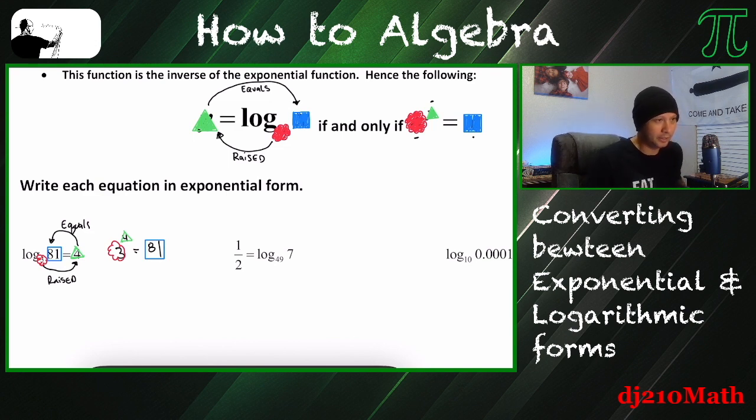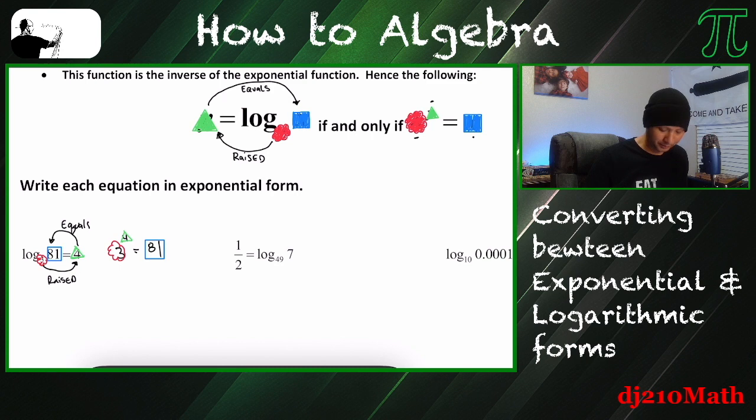So we just took a log and we converted it to exponential. And that makes sense, right? 3 to the 4th power is 81. 3 times 3 is 9, times 3 is 27, times 3 is 81. So, I mean, that's it. Okay, let's look at the next one.